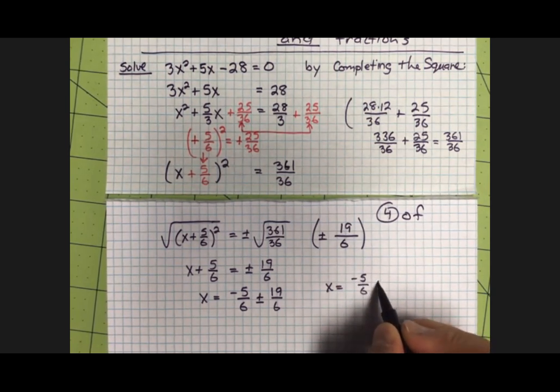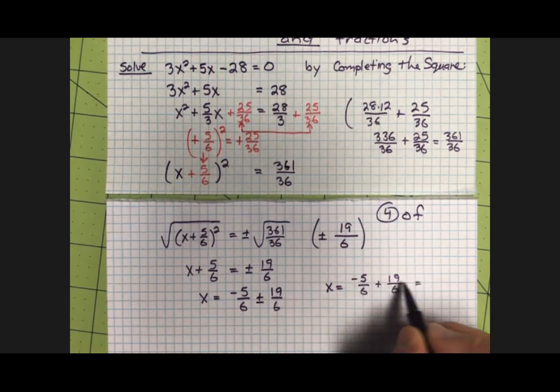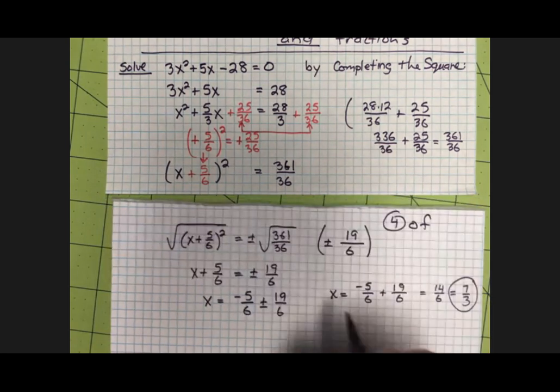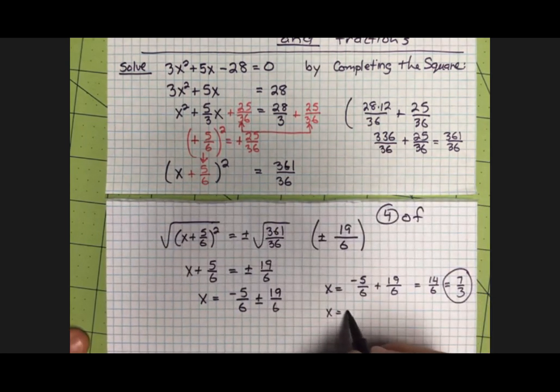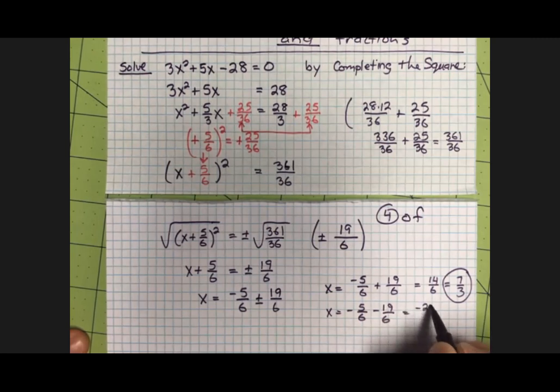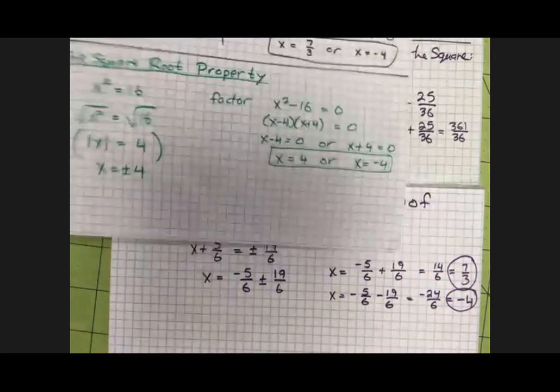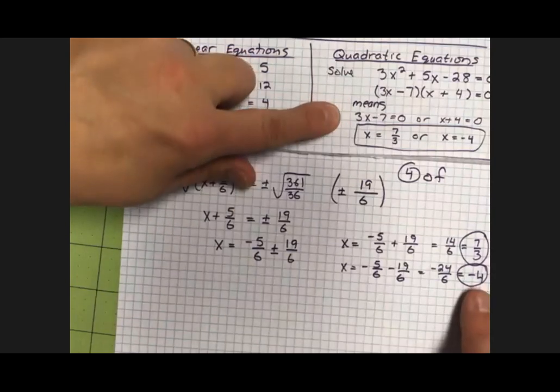Negative 5/6 plus 19 over 6, and that is 14 over 6, which is 7/3. And the other answer is minus 5/6 minus 19 over 6, which is minus 24 over 6, which is minus 4. I've got to go back to that original problem, but you see that that's the same answers that we had before.